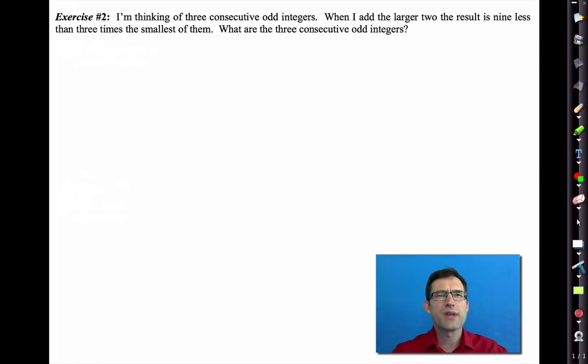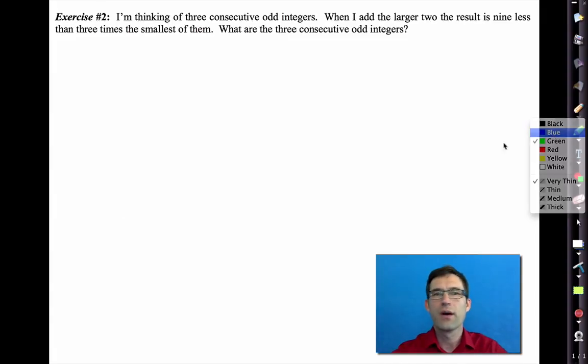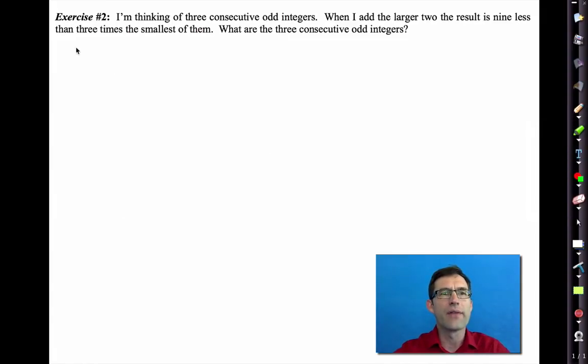Exercise 2. I'm thinking of 3 consecutive odd integers. When I add the larger two, the result is 9 less than 3 times the smallest of them. Whew, what are the 3 consecutive odd integers? I'm going to switch black to blue, and try this with 3 consecutive odd integers. That's important, consecutive odd integers. So I don't want to go with the ones that I know are right. I'm going to try to avoid that as always.